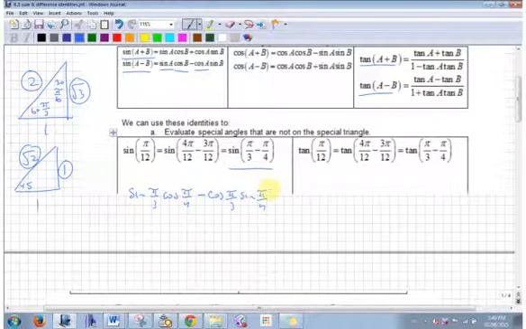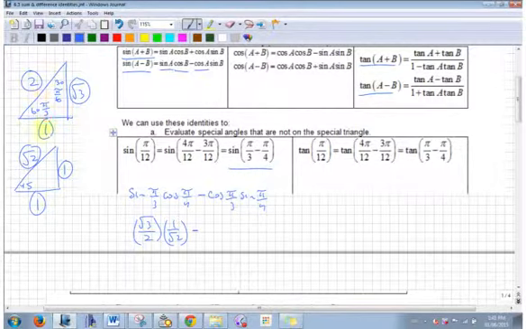And then what's sine of pi over 3? Root 3 over 2. Cosine of pi over 4 is 1 over root 2, minus cosine of pi over 3 is 1/2, times sine of pi over 4. It's the same as cosine pi over 4.